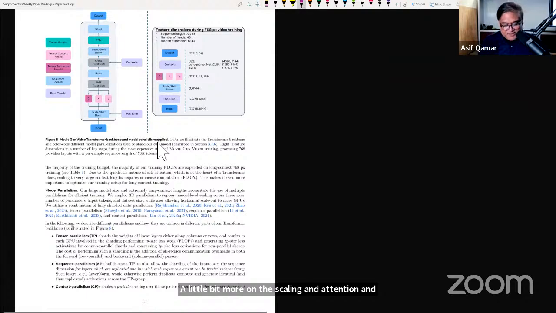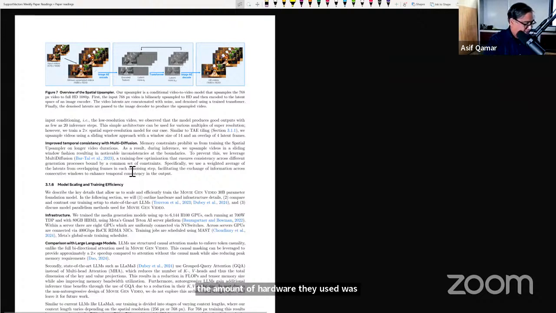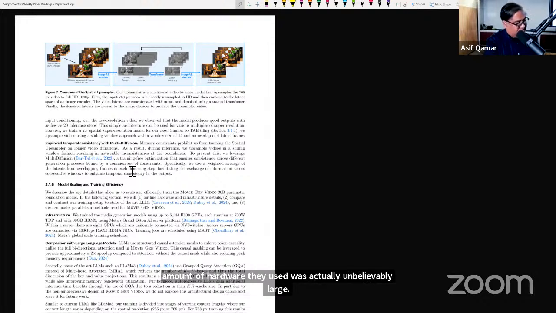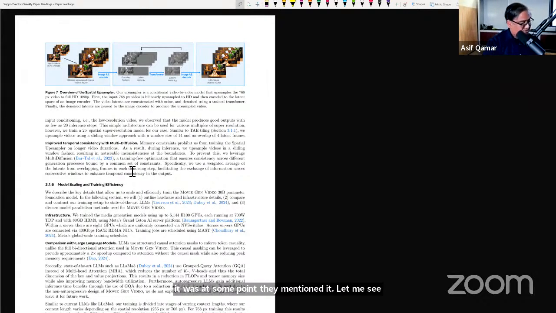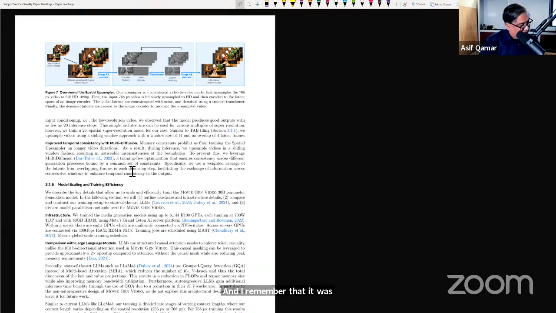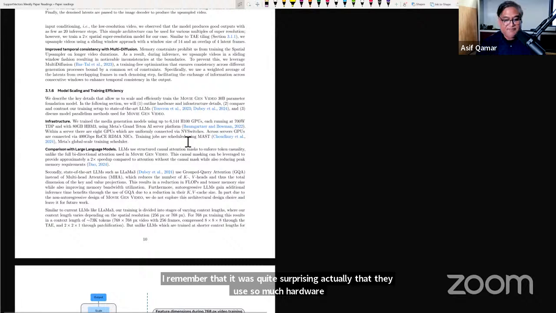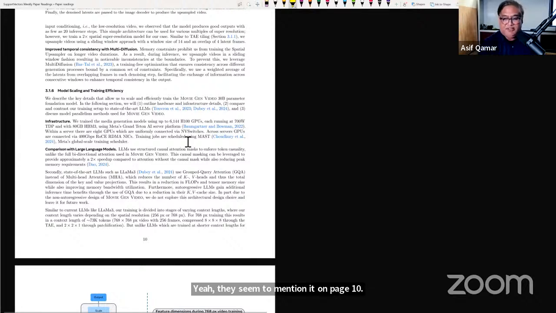One of the things is that the amount of hardware they used was actually unbelievably large. At some page, they mention it. Let me see, where do they mention it? I had it somewhere in the notes. I remember that it was quite surprising that they use so much hardware. Yes, they mention it on page 10. Right here. Look at the infrastructure that they used.